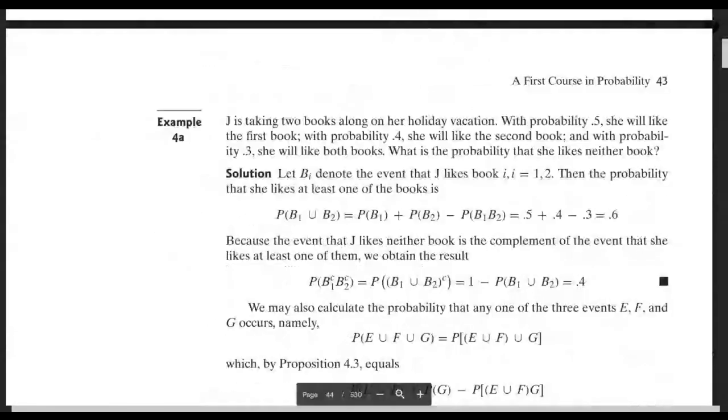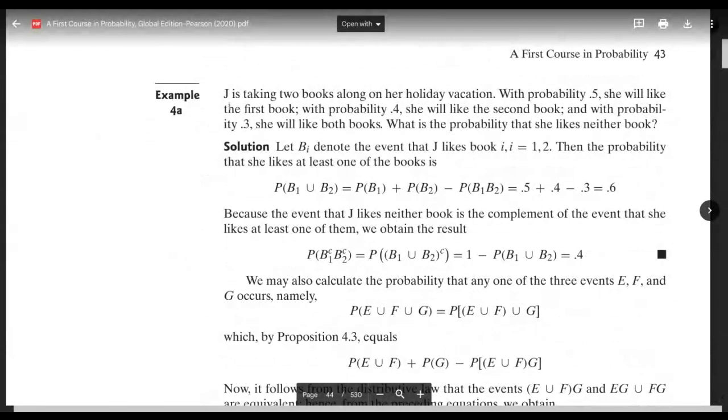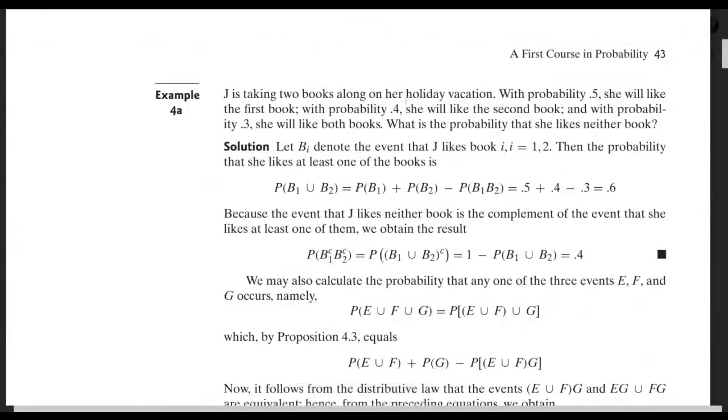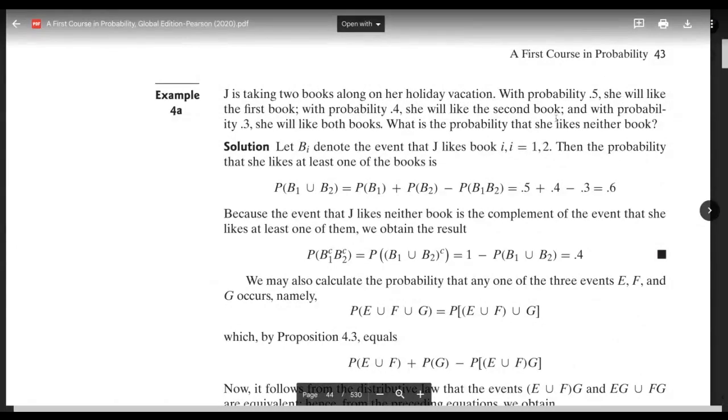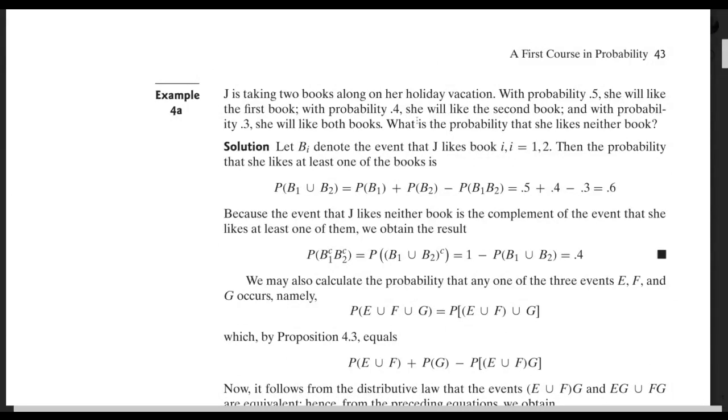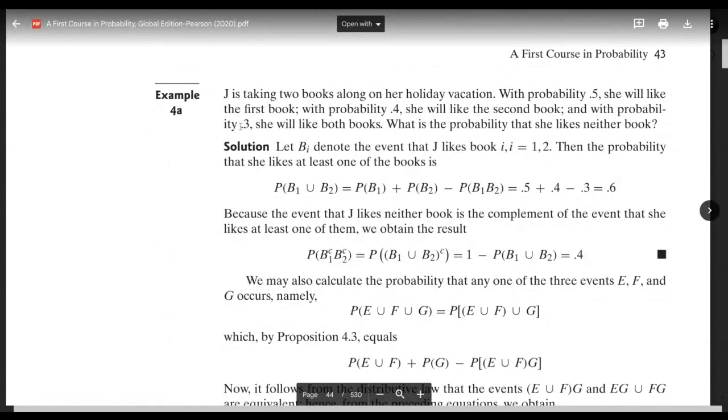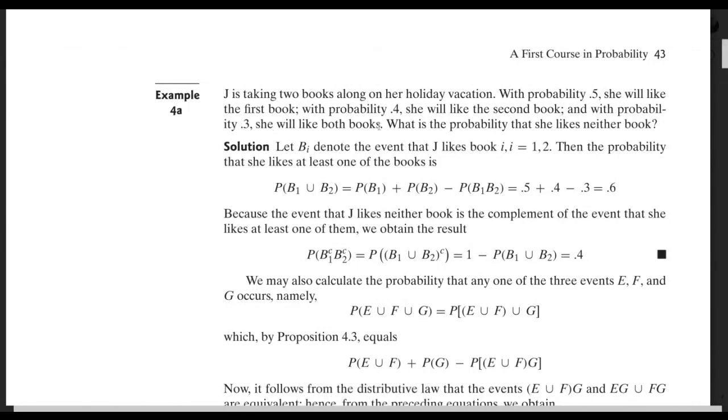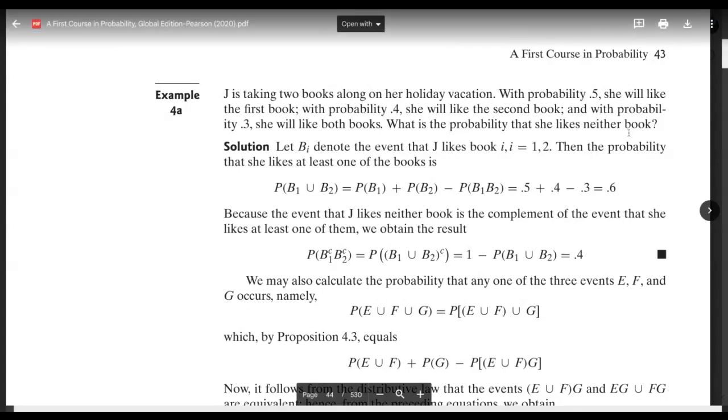Let's see this example. 4A. J is taking two books along on her holiday vacation. With probability 0.5, she will like the first book. With probability 0.4, she will like the second book. And with probability 0.3, she will like both books. What is the probability that she likes neither book?